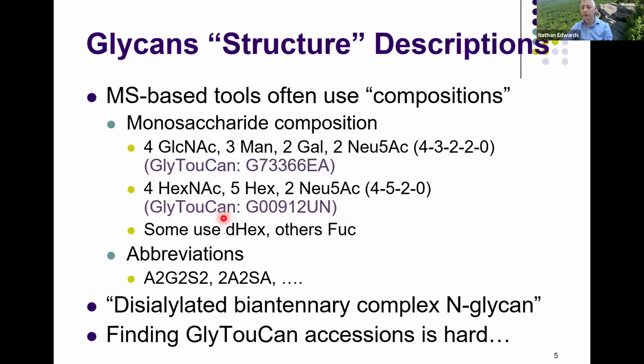And how are we going to deal with the fact that some engines will use a d-hexose, others will call it fucose, and still others will use very stylized abbreviations to talk about the structures that are being identified or described? And if we go to our manuscripts, we find language like this long term in quotes, disialylated, biantennary, complex N-glycan. We kind of know what this means, but how do we match this up to the information we have in our glycoinformatics resources?